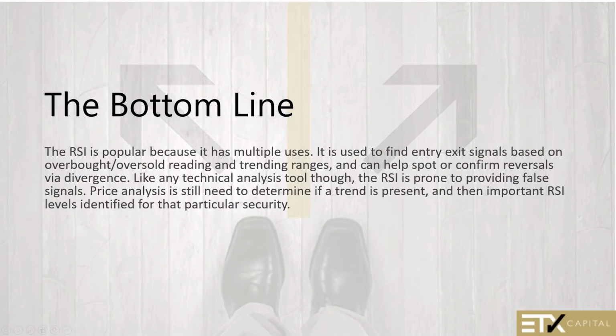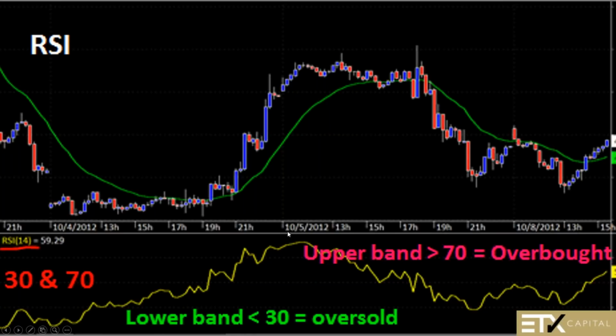Because the bottom line is the RSI is popular because it has multiple uses. It is used to find entry and exit signals based on overbought and oversold readings and trending ranges, and can help spot and confirm reversals via divergence. Like any other technical tool, though, RSI is prone to give false signals. Price analysis is still needed to determine if a trend is present, and then important RSI levels identified for that particular security.